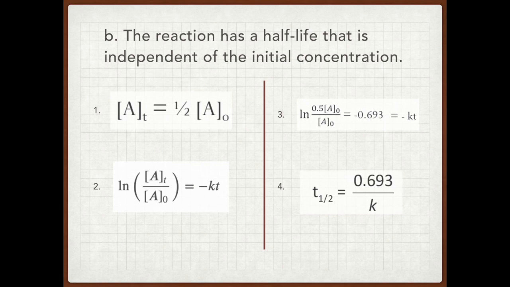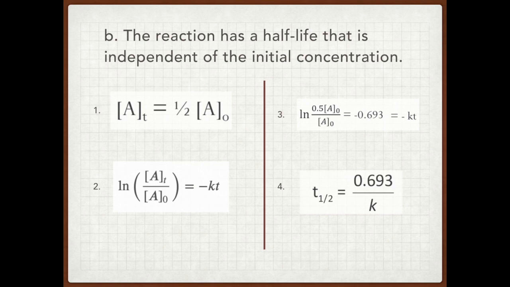We can then take the integrated rate law in the format of natural log of [A]t divided by the original concentration is equal to the negative rate constant multiplied by the time, and then we can plug in the numbers to get natural log of 0.5 times the original concentration divided by the original concentration is equal to negative 0.693, which is also equal to the negative rate constant multiplied by time. We can then solve for time to get 0.693 divided by the rate constant is equal to the half-life of the reactant.